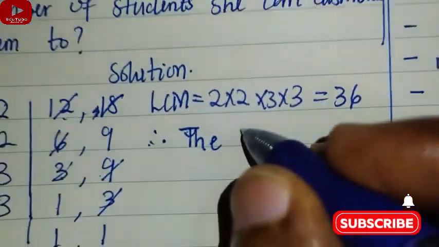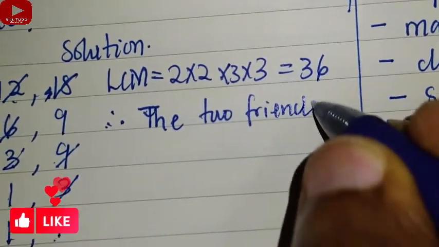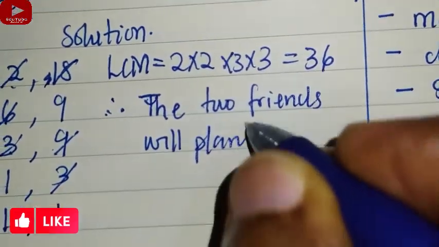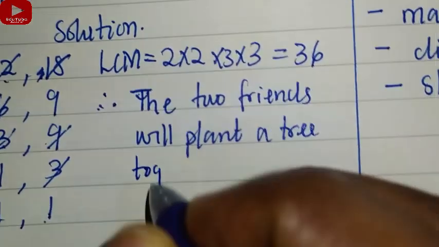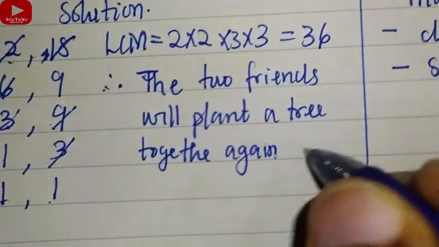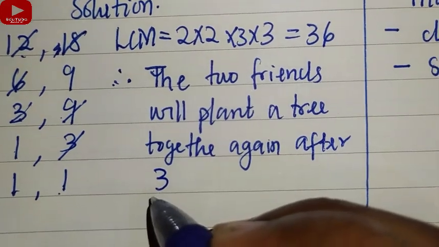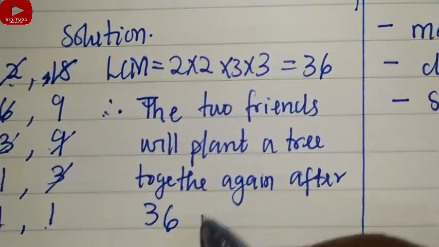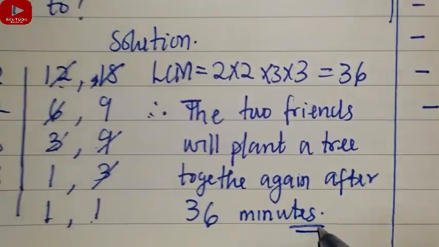The two friends will plant a tree together again after 36 minutes. So problem number 1 solved.